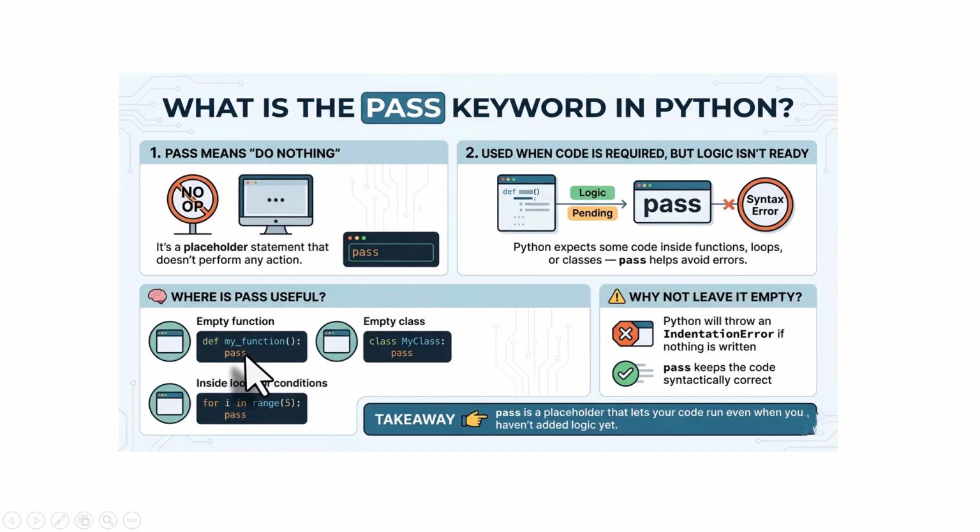And these are some of the cases where the pass keyword is useful: inside an empty function, or inside an empty class, or inside loops or conditions. And why can't we leave it empty? Because Python will throw an indentation error if nothing is written, right? And pass keeps the code syntactically correct. So the takeaway is pass is a placeholder that lets your code run even when you haven't added logic yet.